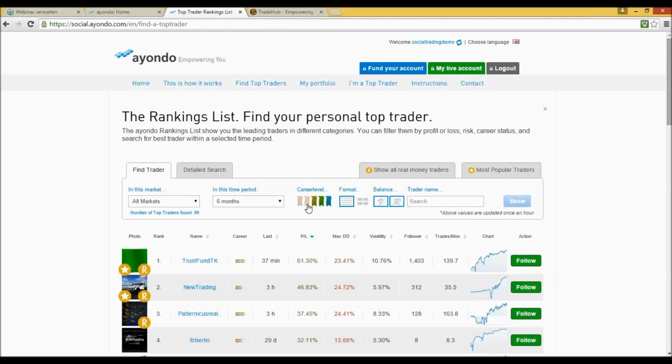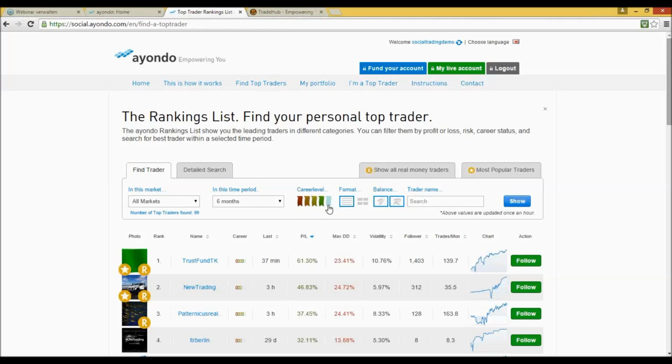So, there are other options here. There's a mustard color, and we've got a red color here. By default, we'll only show you the last 3 flags. What these career level flags mean is that when a trader first starts trading with us on ayondo, they are automatically given the red flag, and that is the beginning of their career level. As they progress through their trading and make more and more trades and make more profits, they start to increase in their ranking and proceed on to the next level. Only by meeting certain criteria can they move on to the next level.